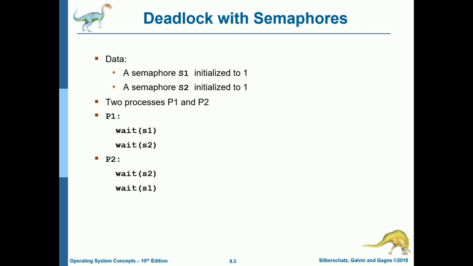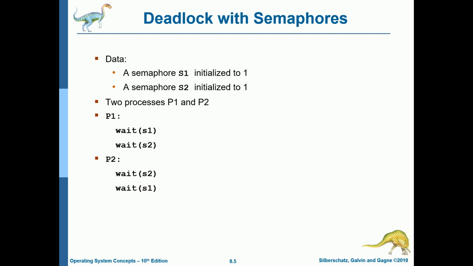Here's an example of a deadlock with semaphores. Let's say, for instance, semaphore S1 was initialized to the value of 1, and semaphore S2 was also initialized to the value of 1. Looking at these two processes, if we wait on S1, this decrements it by 1, and since it is equal to 0 at this point, we're still okay. Simultaneously, process 2 waits on semaphore S2, which decrements its value to also being 0. We're still okay here, but look at the next statements.